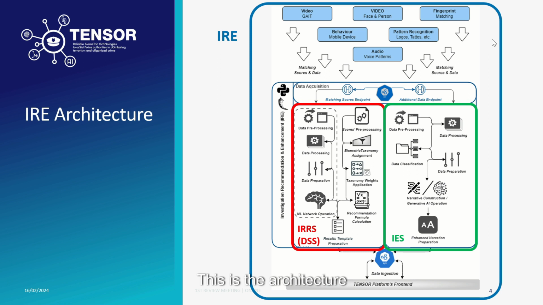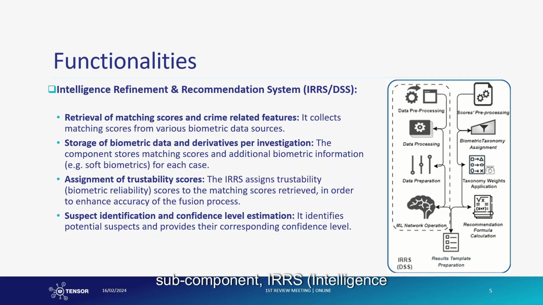And this is the architecture of the IRE, consisting of both IRRS and IES, along with a data acquisition agent to retrieve data and information. The functionalities of the first subcomponent, the IRRS, Intelligence Refinement and Recommendation System, are first the retrieval of matching scores and crime-related features, then the storage of biometric data and derivatives of them per each investigation, then the assignment of trustability scores, and with the term trustability we mean biometric reliability scores, and last but not least, the suspect identification along with the confidence level estimates.